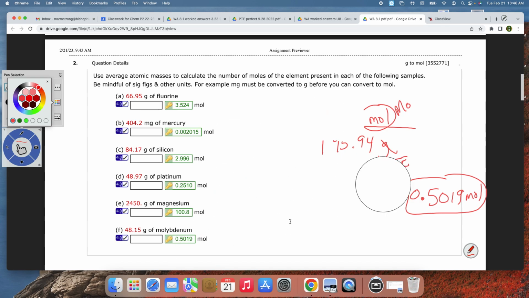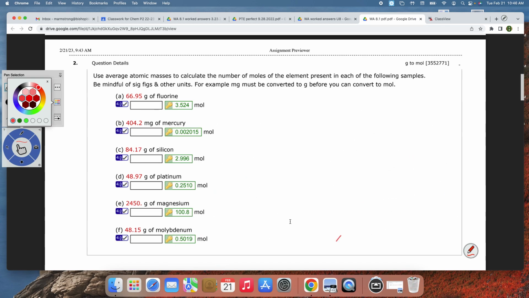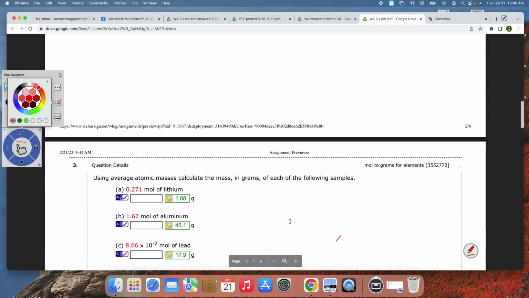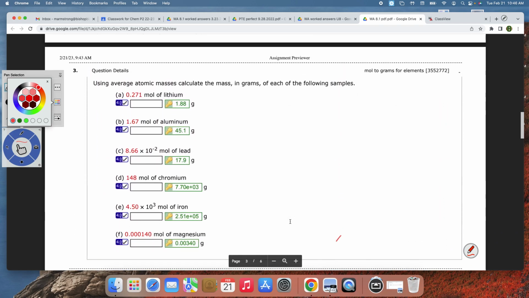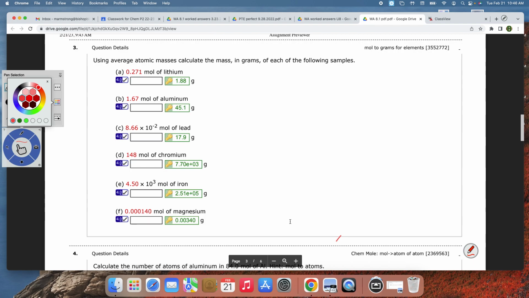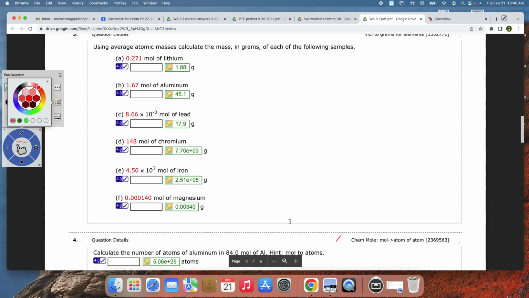Let's move on so we have enough time for all of this. Question 3 says use the average atomic masses to calculate the grams given the moles of each of these. My dyslexia is coming out. So the very first one, we have 0.271 moles of lithium, that's Li, and we want to go to grams. So grams to moles to atoms, we can go that way, and we can also do the reverse. So if we're at moles, we can definitely go to grams.